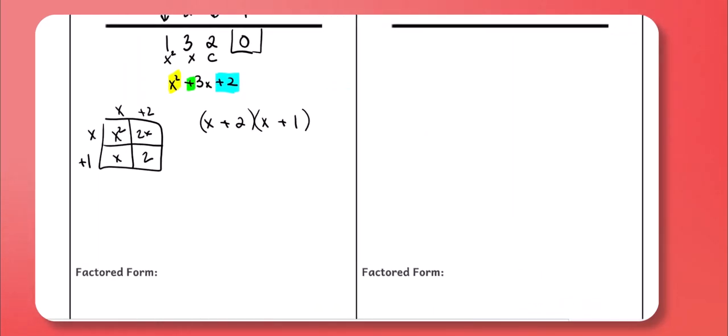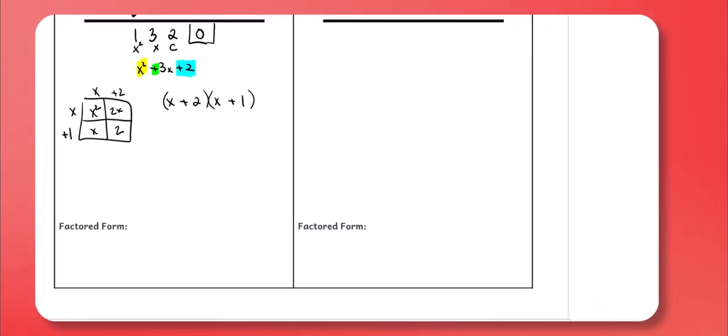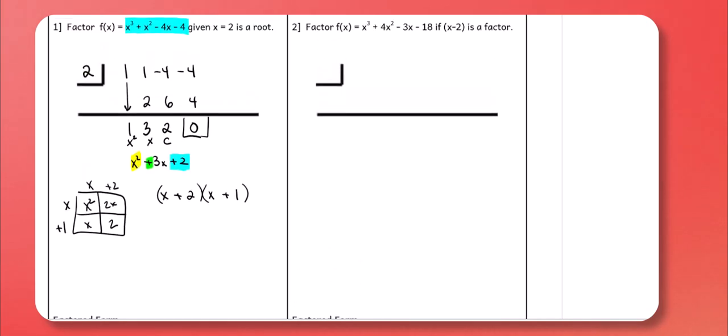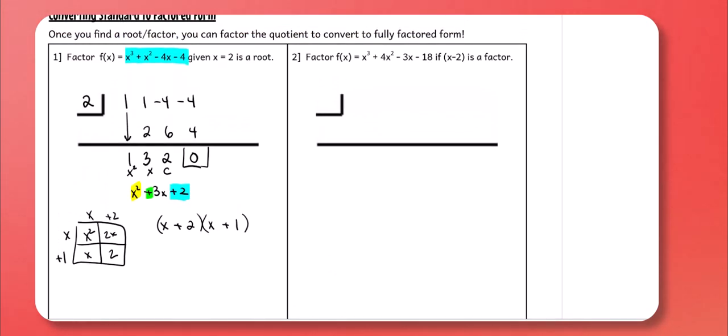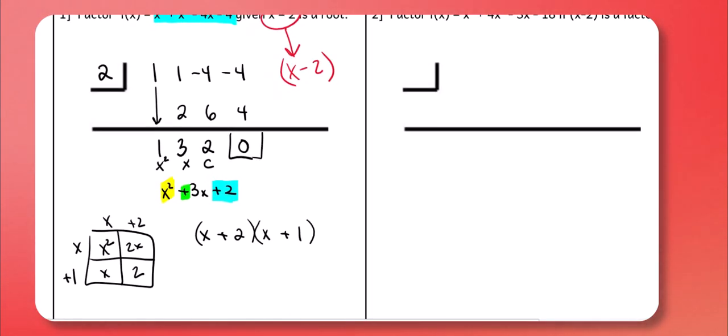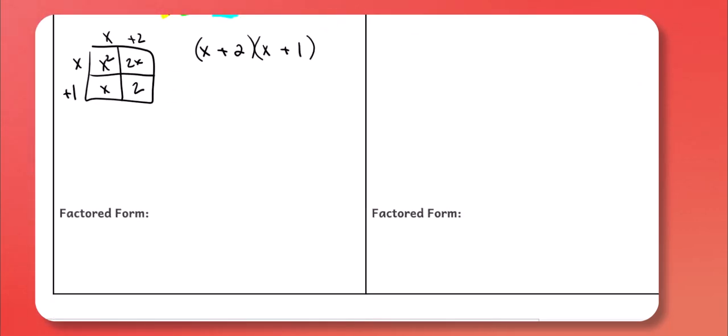So when I write this in factored form, not only am I going to have those two guys, the x plus 2, x plus 1, but don't forget this part right here that we were given in the beginning. If x equals 2 is a root, then that's going to mean x minus 2 is going to be the factor. So that's going to be one of my factors right there, along with the other two that we just found from factoring the x squared plus 3x plus 2. So that is going to give me this.